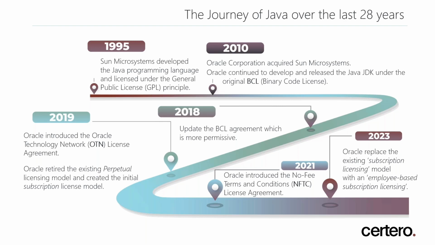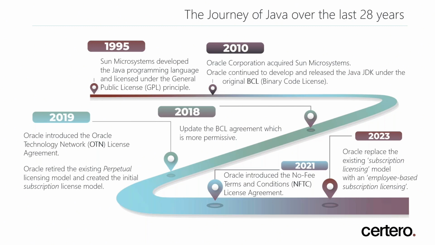2010, Oracle acquired Sun, and then they changed from the General Public License to the BCL license, which, as I said earlier, predominantly meant it was free of charge to customers. 2018, they made it more permissive because things were moving forward, so they wanted people using Java. 2019 is where it all changed, because they introduced the OTN license to Java, and this is where customers suddenly would have to start paying for versions which predominantly they'd never paid for in the past.